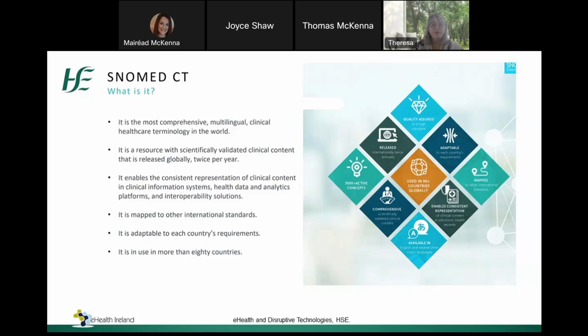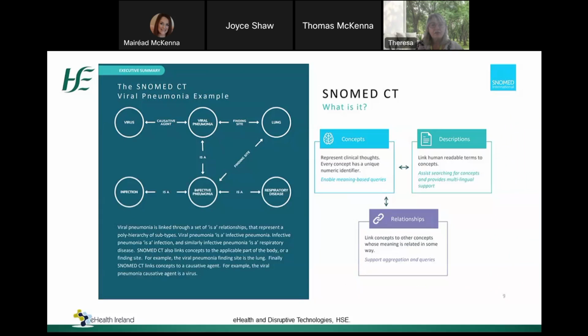It's mapped to other international standards, which I'll show you in a moment, and it's adaptable to each country's requirements. So here in Ireland, we have our own instance of SNOMED, which includes everything that SNOMED International has, plus our own bespoke content, so Irish-specific things. And it's used in more than 80 countries. So what is SNOMED, and what's the big deal about it?